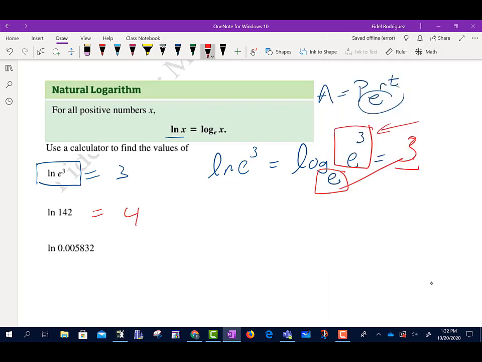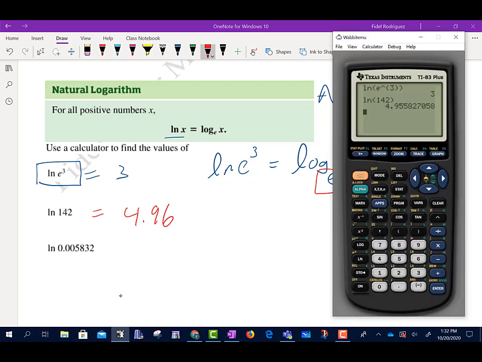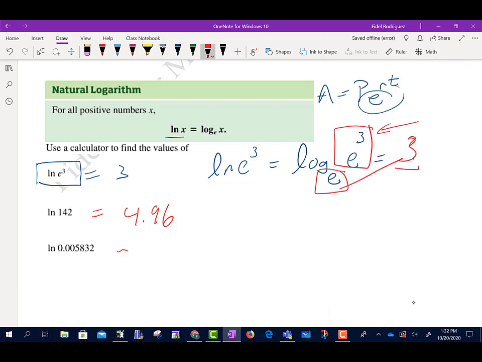Again, I'm just rounding to 2, but if it tells you to round to 3, then be sure to round to 3, okay? And now, one more. We're going to go ln of 0.005832. So notice, guys, these are straight calculator problems, right? And again, I'm coming up with a negative 5.14.